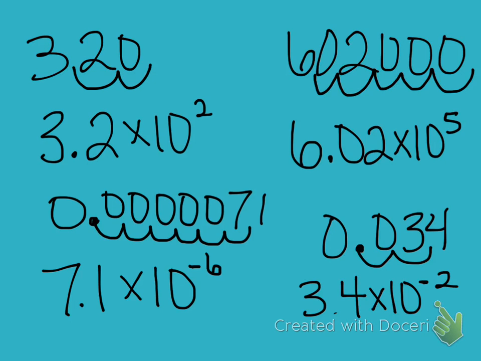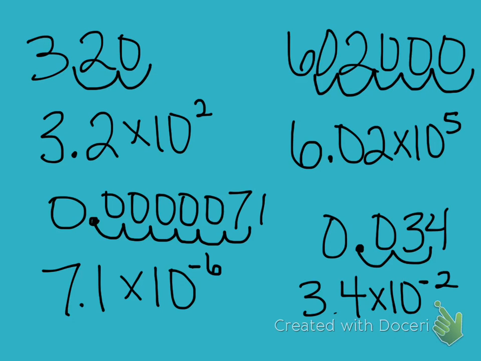Now, in this particular problem, we are given 602,000. The 0 in between the 6 and the 2 is significant, and because it's significant, we leave it there. We always have to have a number that is between 1 and 10. So in this case, instead of writing 602, we would write 6.02.